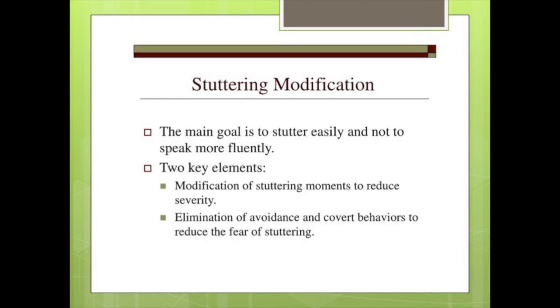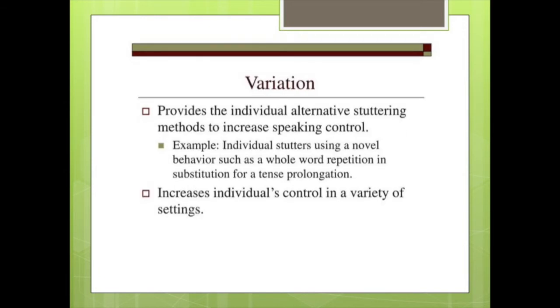In negative practice, also known as stuttering modification, the main goal is not to stop stuttering, but to do it more easily and to modify speech to reduce the severity of the stuttering. Another thing that happens with stuttering on purpose is that the fear of stuttering is confronted, reducing anxiety and covert and avoidance behaviors. Introducing variation into the vocabulary of a person who stutters helps increase their speaking control in a variety of settings. This promotes a sense of mastery, which in turn lowers anxiety, which helps with gaining speaking control, creating a positive loop of overall speech and control improvement.